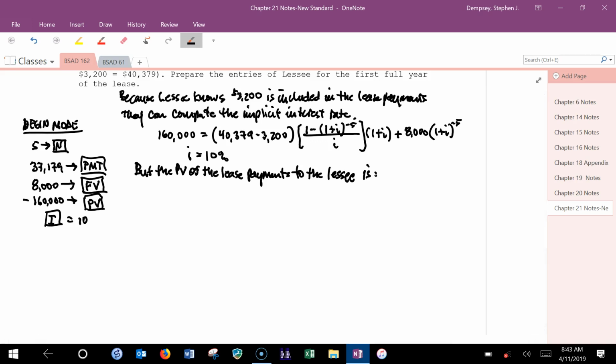So they discount the full lease payment because it's fixed. So they're going to have to discount the $40,379. And this is new under GAAP. It didn't used to be this way. They would exclude those if they knew them. But now we go ahead and capitalize those fully. And we're going to use a 10% discount rate.